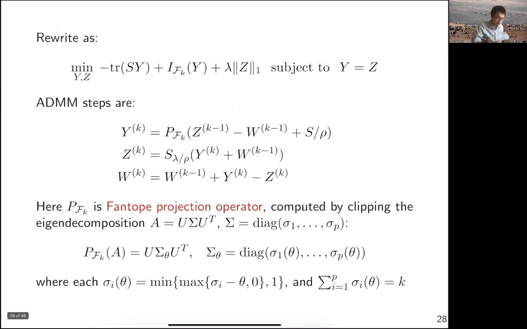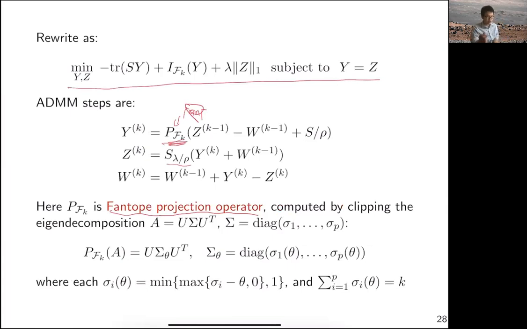Suppose we rewrite the original optimization in the standard form of ADMM, by introducing the dummy variable Z to split the two directions of the regularization. Then we can update the parameters using the standard ADMM, which involves the prox operator with respect to the indicator function of the Fantope. So this is the Fantope projection. And the second step would be the standard soft thresholding operator, which is less interesting.